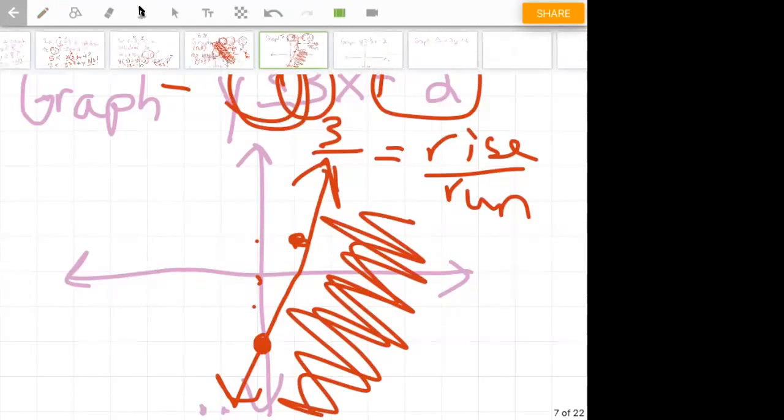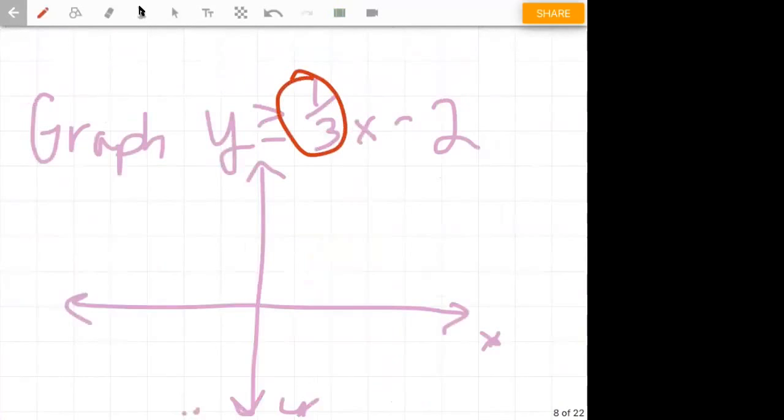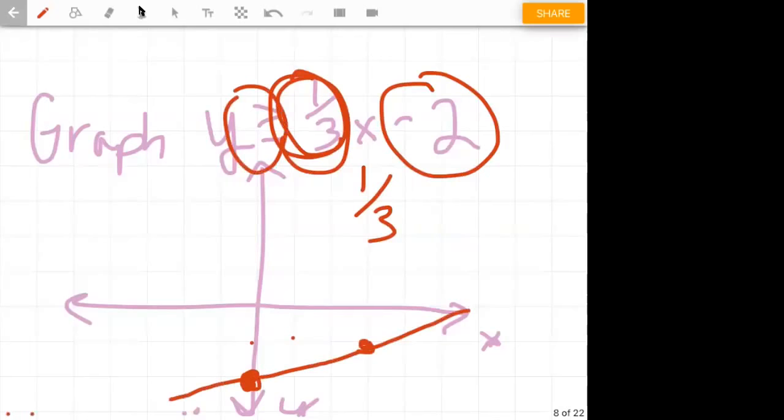All right, and then I will do one more, and then I'll let you ask any questions that you have. So y is greater than or equal to 1/3 x minus 2. So our slope is 1/3. Our y-intercept is negative 2. Now notice our slope is already a fraction, 1/3, so we can keep it as 1/3. So we're going to plot our y-intercept of negative 2. Our slope is 1/3, so you're going to go up 1, right 3. It would be a solid line because it can equal it. And then since it's greater than, we're going to shade above.